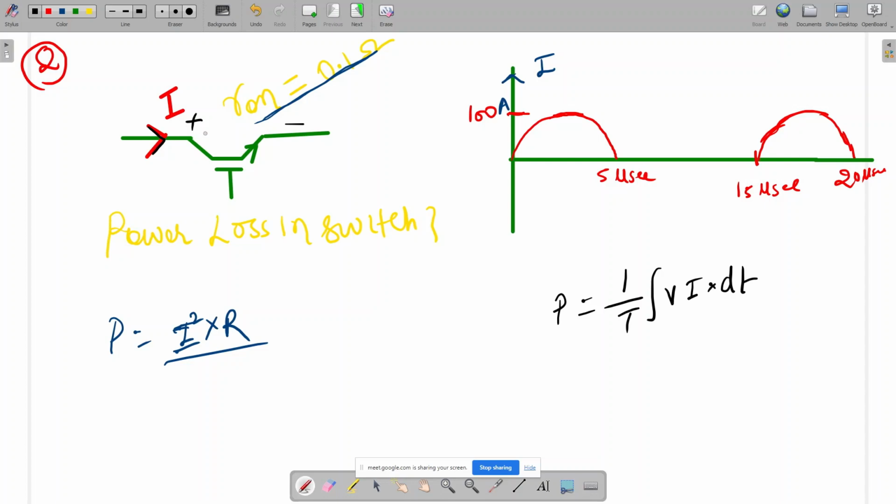So let's say the device drop is given. It means that the voltage is constant. So if the device drop is given, we can take the drop outside, and the other term will be 1 by T integral of I dt. So for a given device drop, we will take the average of the current, and if resistance is given, we will take the RMS value of the current. So here we have to calculate the RMS value of the current, and the power loss through the switch will be I RMS whole square into R.